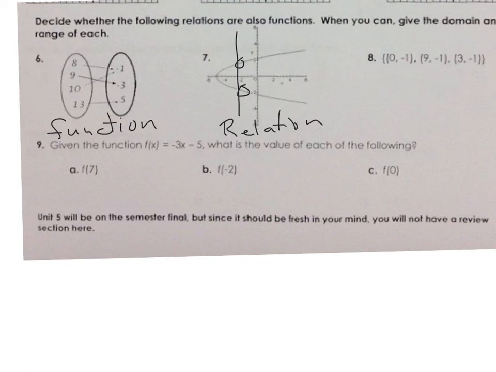On number 8, we put in -1, 0, we got out -1, that's okay. We put in 9 and we got -1 out. We put in 3 and we got -1, and that's okay. This one is a function.